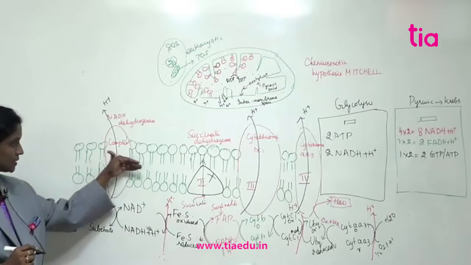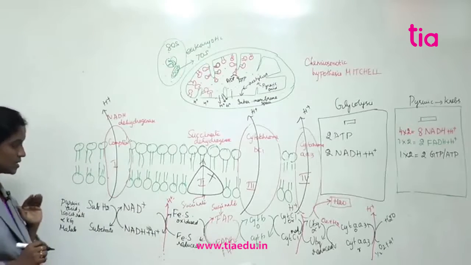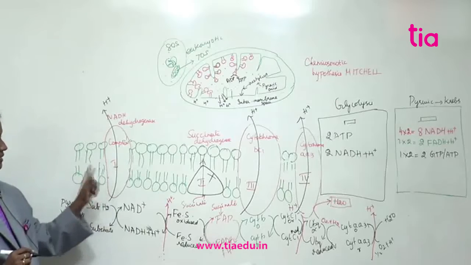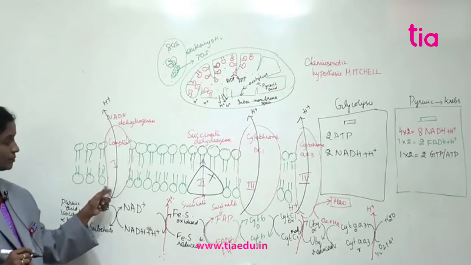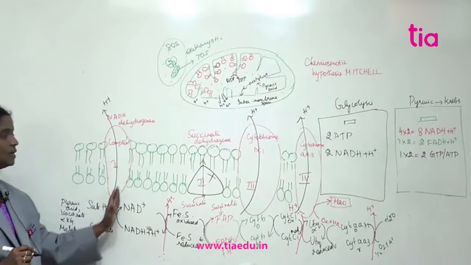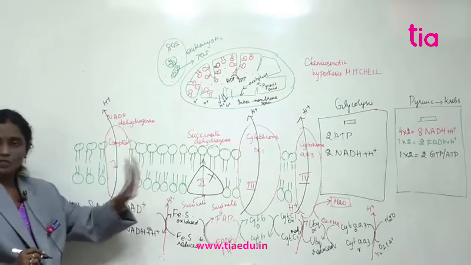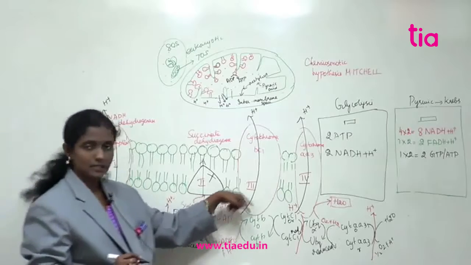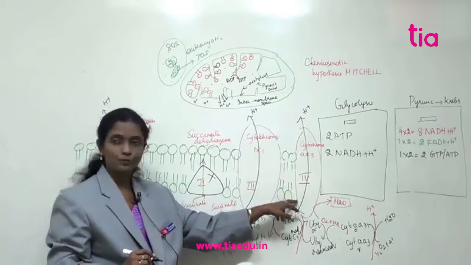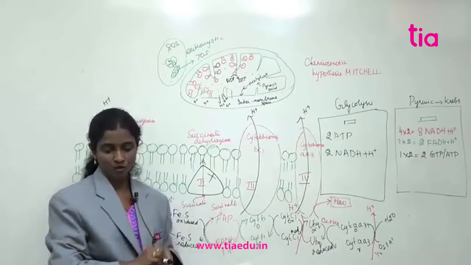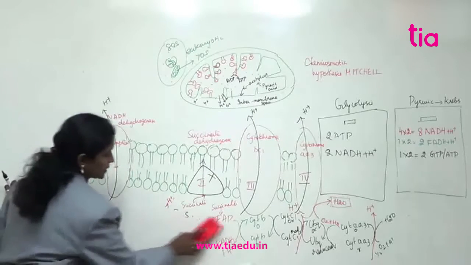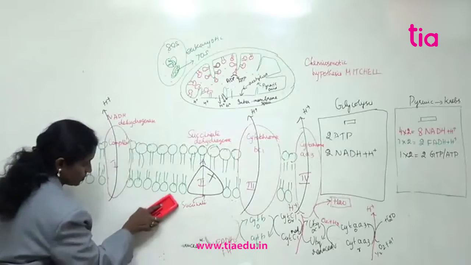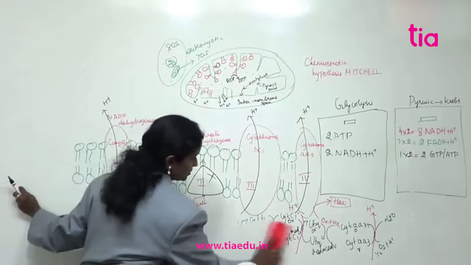So this is represented as this. I'll erase this so that you can understand it straight away from the picture we have drawn here. In complex 1, there is shuffling of protons. Complex 2, no. Complex 3, there is shuffling of protons, and complex 4, there is shuffling of protons. I hope you have understood what I meant.